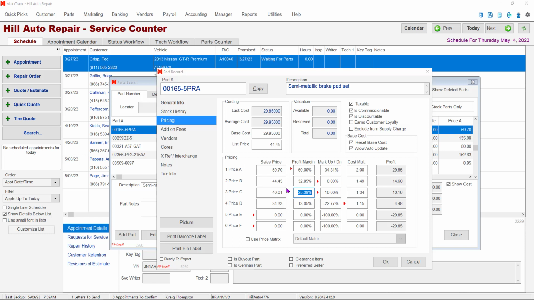Maybe you have a specific client that brings you a lot of work and you sell them parts at a substantial discount, something like 15% over cost. Price level D would reflect that price by using the cost multiplier field at 1.15 or 115% of cost. This is a 22.77% discount off suggested retail and a profit of only $4.48 on the part.